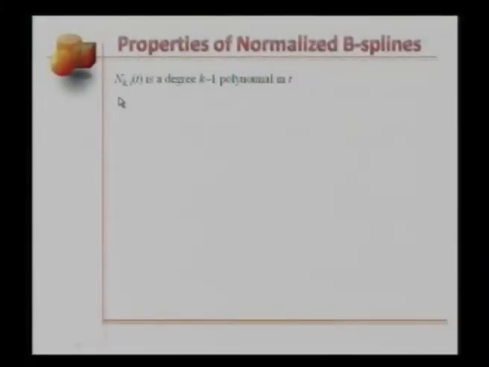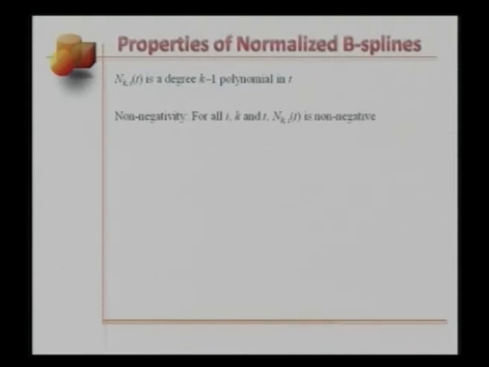The first one: N_k,i of t is a degree k minus 1 polynomial in t. k is the order of the normalized B-spline basis function. So naturally, k minus 1 will be the degree of this polynomial. You would also note that N_k,i of t is not a pure polynomial. Rather, it's a piecewise continuous composite polynomial. I would want to take you back to the definition of B-spline curves or segments. A B-spline curve of order k has to be k minus 2 continuous throughout.